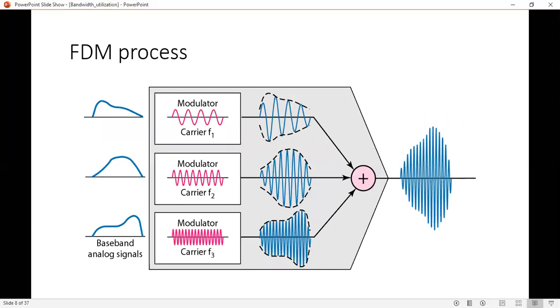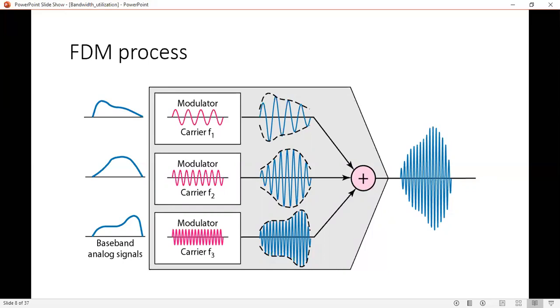This figure shows the FDM process where you can see 3 baseband analog signals, followed by 3 modulators. Each of these modulators has different carrier frequencies, that is F1, F2, F3. The modulator combines the carrier frequency with the baseband analog signal to form a modulated signal. You can see 3 modulated signals out of the modulators.